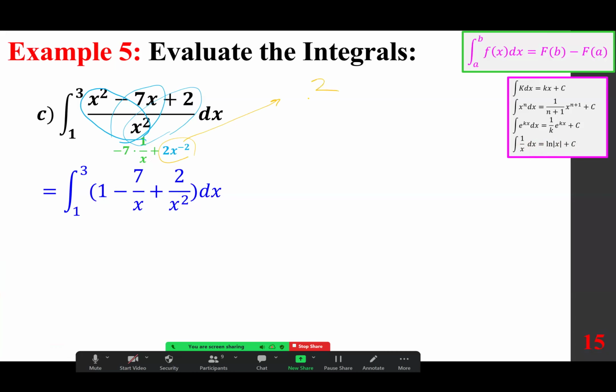gives you 2 divided, this is a power rule, divided by negative 2 plus 1, x to the power of negative 2 plus 1, which gives you minus 2 x to the power of negative 1, or minus 2 over x. We're going to evaluate from 1 to 3. So we're going to plug in 3 and we're going to plug in 1.